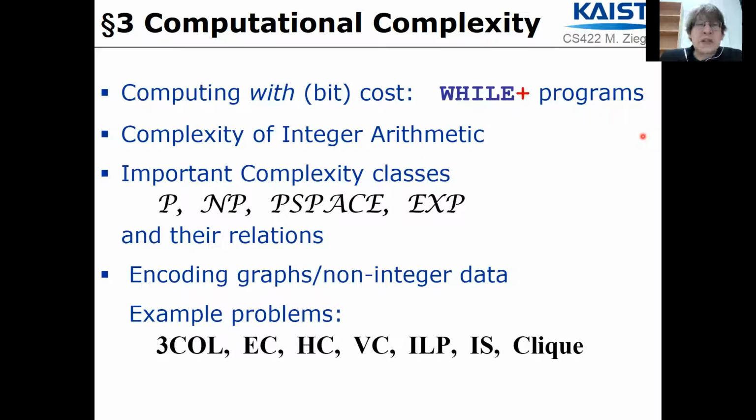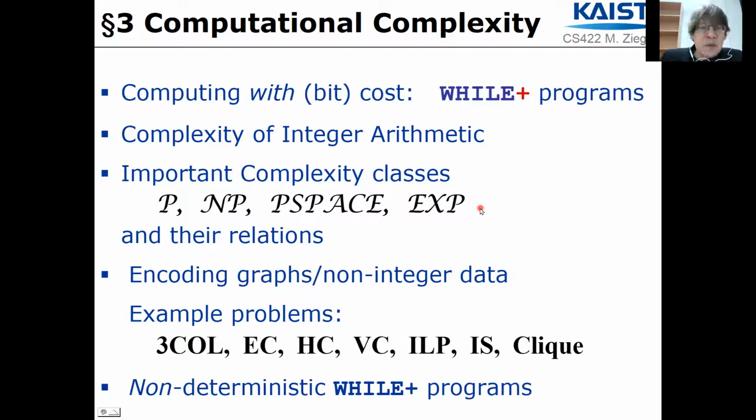3-colorability, Eulerian cycle problem, Hamilton cycle problem, vertex cover, edge cover, integer linear programming, independent set, and clique. These will be example decision problems that we consider here and try to classify into these complexity classes that we've introduced before.